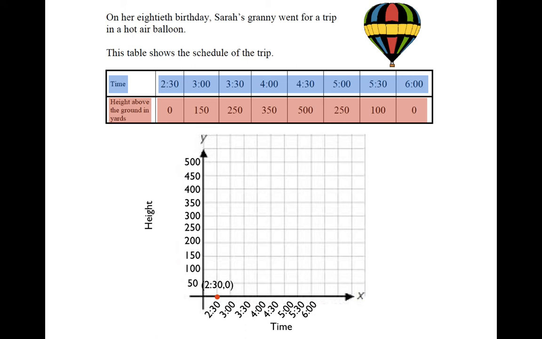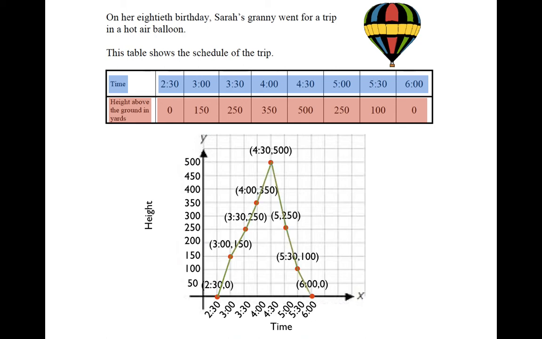Now I'm going to plot my points. I have 2:30 and I have 0. Then I have 3 o'clock, I'm at 150 feet. And then when I'm at 3:30, I'm at 250 feet. 4 o'clock, 350 feet. 4:30, 500 feet. 5 o'clock, 250 feet. 5:30, 100. And then at 6 o'clock, back at the ground. When I connect those dots, that is what my line plot looks like.